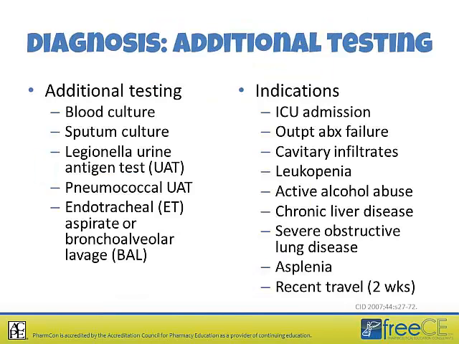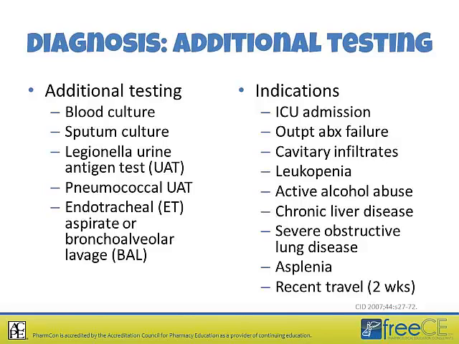The last part about talking about our diagnosis is additional testing. So I think it's important to differentiate that if you have someone with community-acquired pneumonia, additional testing is not necessary unless they require ICU admission or have one of those other specific indications. Specific additional testing can include blood cultures, sputum cultures, Legionella urine antigen testing, pneumococcal urine antigen testing. You can do an endotracheal aspirate or a bronchoalveolar lavage, or BAL as it's abbreviated, in someone who is intubated.